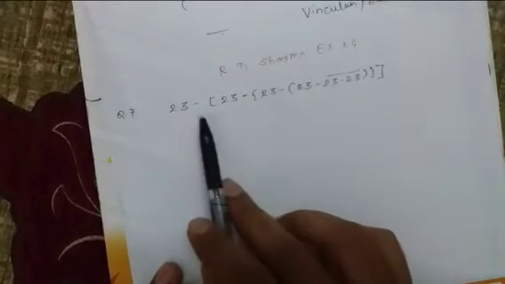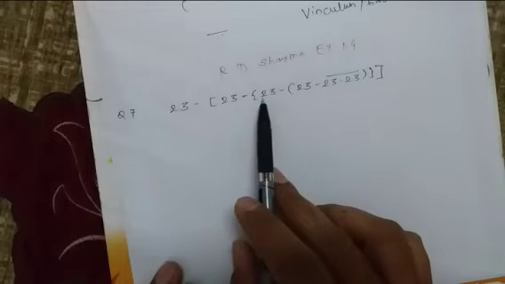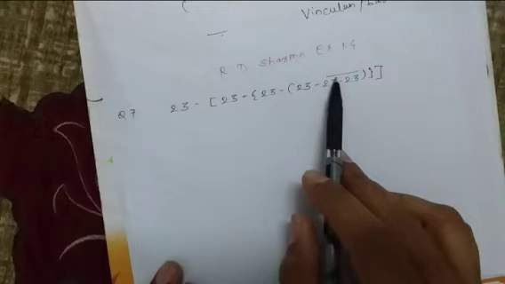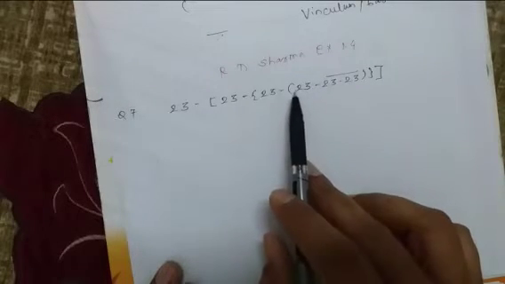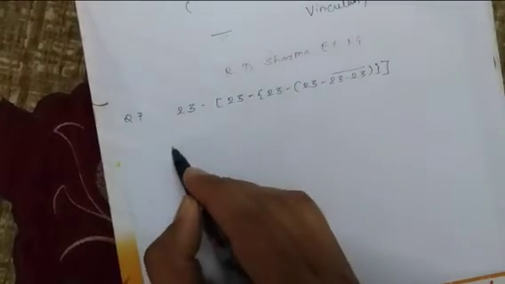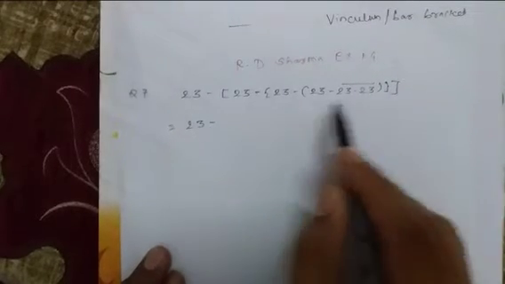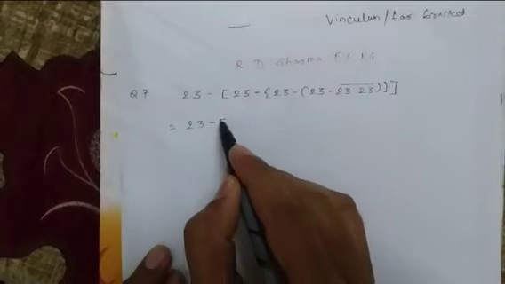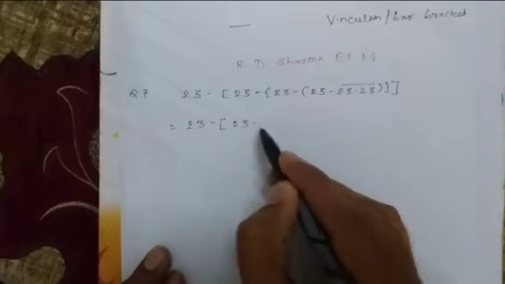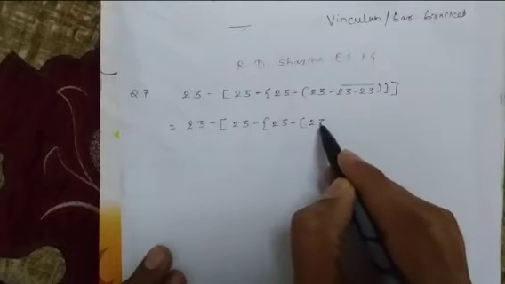So if you want to solve such a question, we have to open the brackets in a sequence. As I told you earlier, what is the sequence? First we have to open the vinculum or bar bracket, then small, then curly, and then square bracket. Let's see here how to solve this question. First we have to open the vinculum. The remaining things stay as they are: 23 minus, in curly bracket 23 minus, in small bracket 23 minus.